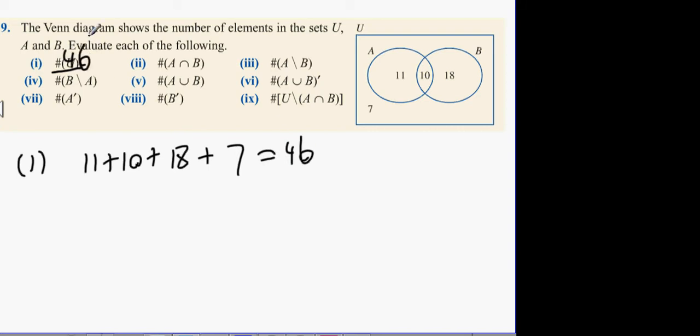Okay, next one. Gavin, how many people are in A intersection B? 10, alright, that's quite easy. The middle part. Raphael, how many are in everything that's in A but not in B? Everything that's in A but not in B. What number is it? 11. That means the answer is 11.